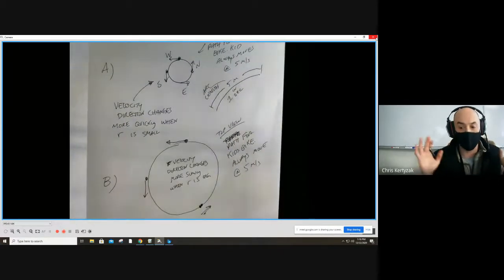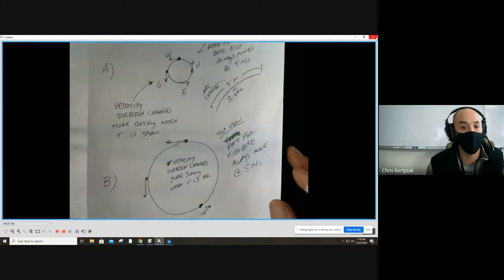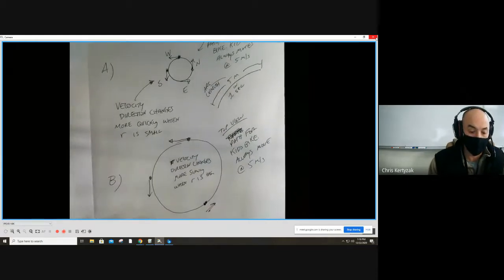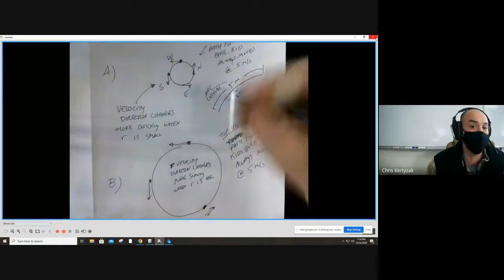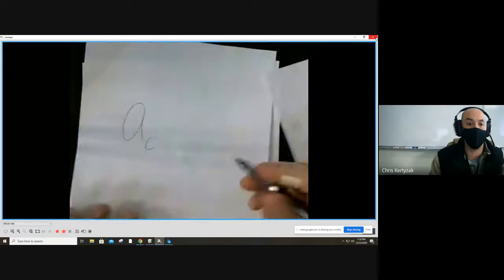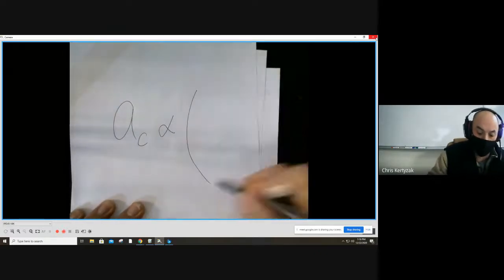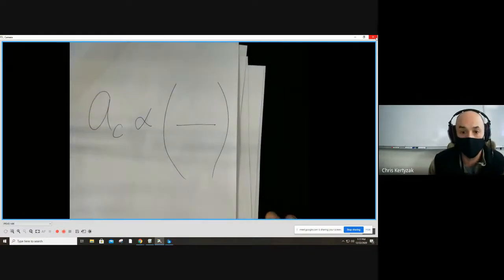So I've established that centripetal acceleration is a fancy word for how quickly the direction changes. And we're going to need an equation for it. Does the centripetal acceleration depend on the radius of the circle? We've agreed, yeah. So the formula for centripetal acceleration, labeled AC usually, is proportional to, it has to include R. The radius of the circle has to be in there because it depends on R.